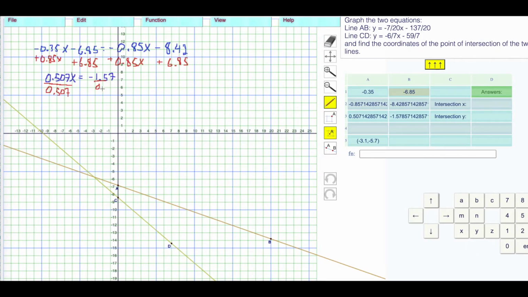0.507 divided by 0.507. So that gives us x is equal to negative 1.57 divided by the 0.507. This is our x value, and it's negative 3.11. And I was expecting something around negative 3.1.